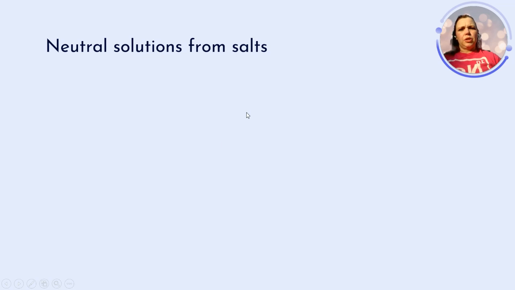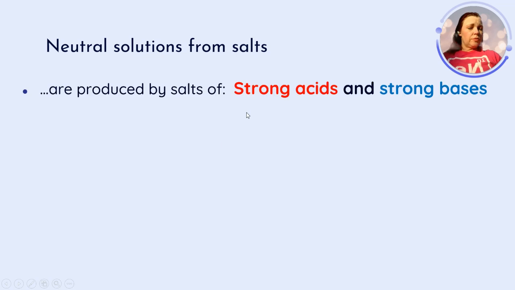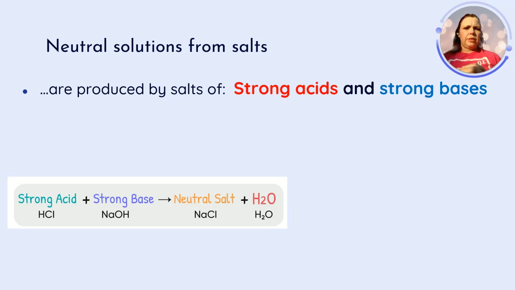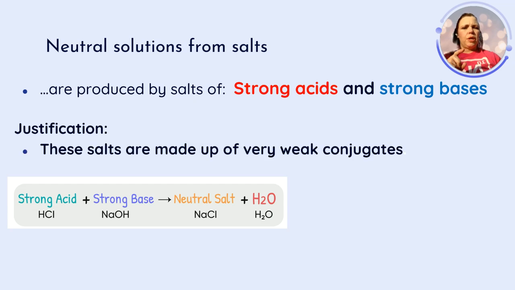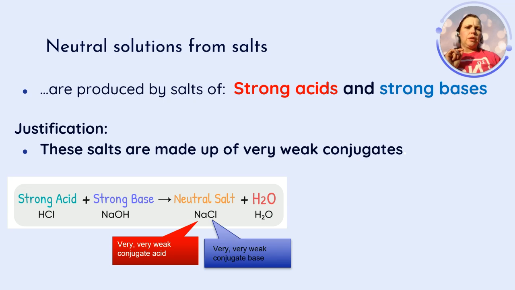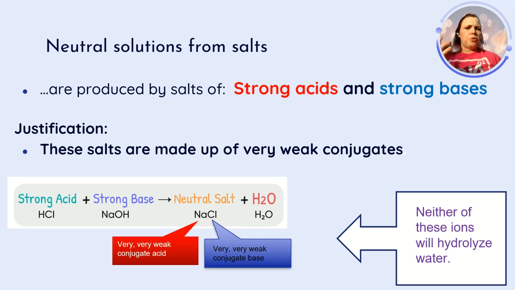Well, there we go. Okay, so a neutral solution from a salt is produced by salts of strong acids and strong bases. If you have a strong acid and a strong base, they will form a neutral salt because their conjugates are very, very weak. So this is a very, very weak conjugate acid and a very, very weak conjugate base that are forming the salt. Therefore, neither of these ions will hydrolyze water, and that is neutral.